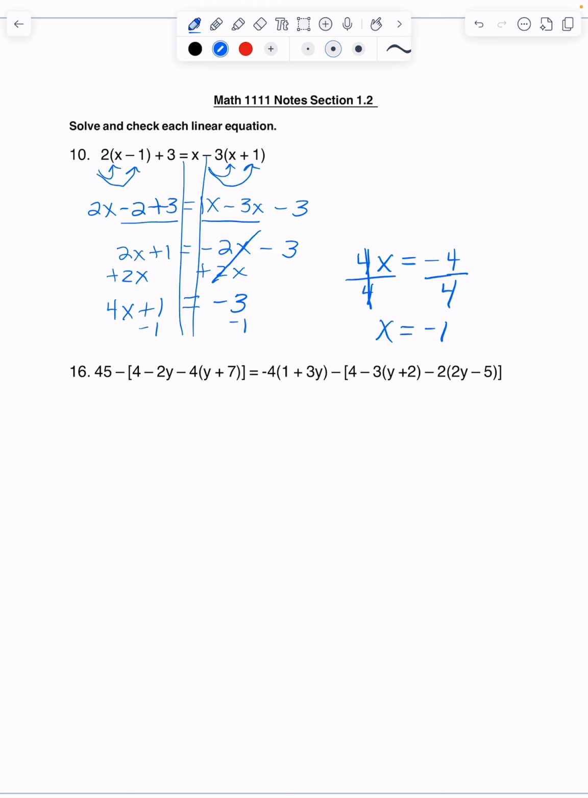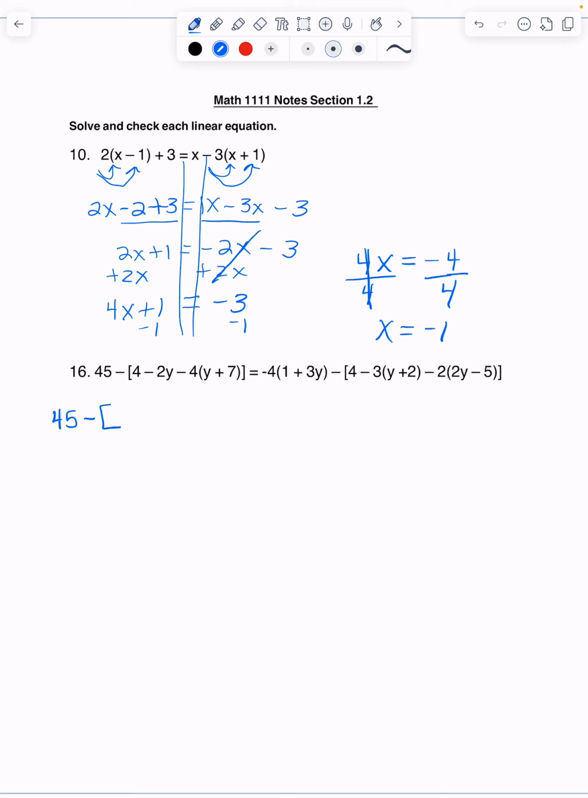Notice that the directions say to solve and check your equation, so I'm going to allow you to do that, but you can plug the negative 1 back in for x, and the left side of the equation should equal the right side. 16 looks fun, doesn't it? So what we're going to do with 16 is simplify the left side as much as possible. I'm not even going to worry about the right side right now.